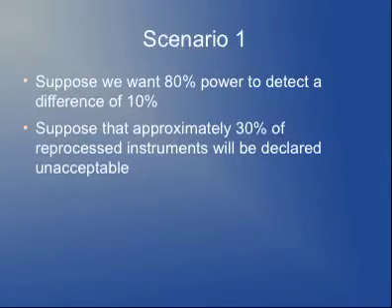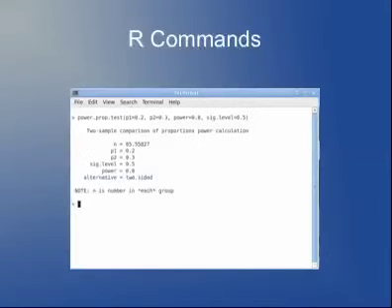So let's say that we want to have 80% power to detect a difference of 10% between new instruments and reprocessed instruments, and suppose that in the worst case scenario, 30% of the reprocessed instruments will be declared unacceptable. In that case, P2, the proportion of reprocessed instruments declared unacceptable, would be 0.3. P1, the proportion of new instruments declared unacceptable, would be 0.2. Or to have 80% power to detect, well, that's an embarrassing typo. It should be 0.05, not 0.5.